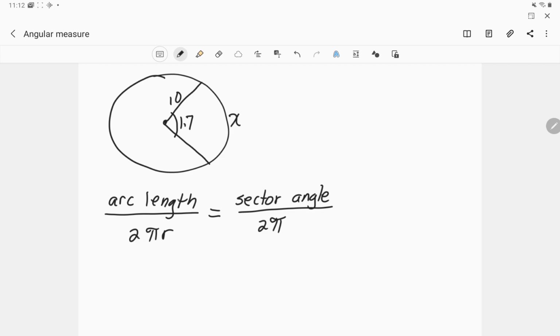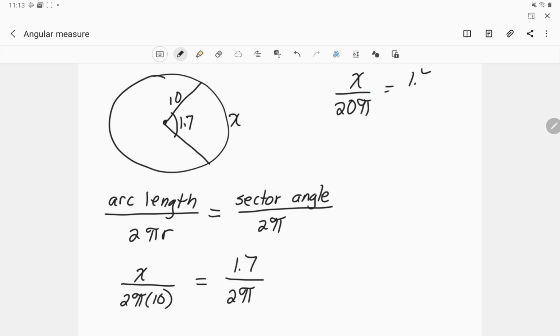So I'm going to fill in what I know down here in this formula. Arc length is x over 2 times pi times r, which is my radius, which is 10, is equal to my sector angle, which is 1.7 over 2 pi. So for me, I would do 2 times 10 is 20. So I would have x over 20 pi equals 1.7 over 2 pi.